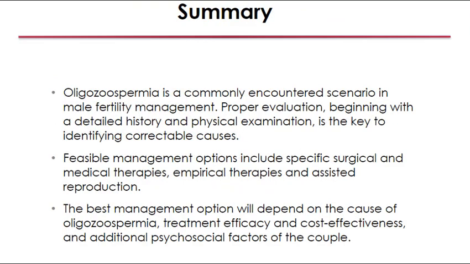In summary, oligozoospermia is a commonly encountered scenario in male fertility management. Proper evaluation, beginning with a detailed history and physical examination, is the key to identifying correctable causes. Feasible management options include specific surgical and medical therapies, empirical therapies, and assisted reproduction. The best management option will depend on the cause of oligozoospermia, treatment efficacy and cost-effectiveness, and additional psychosocial factors of the couple.